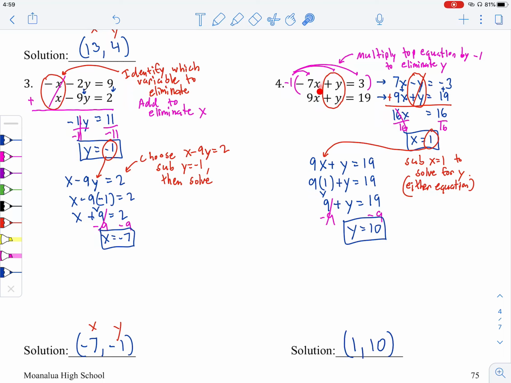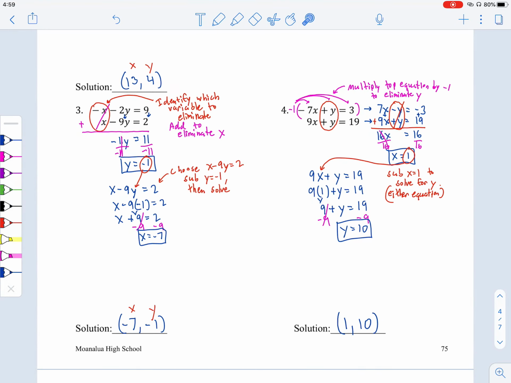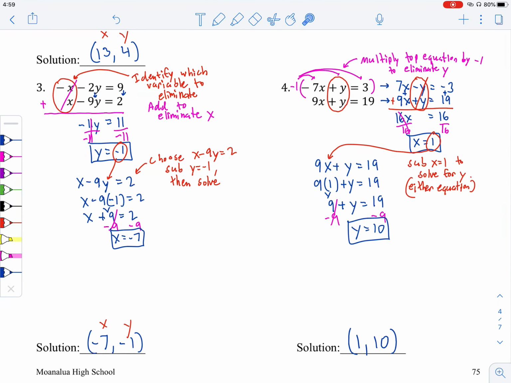This one, the y's we want to eliminate. Both are positive, so we want to multiply the top equation by negative 1. And we get here. Then we add to eliminate. We get x equals 1. Substitute that back in. Solve, we get y equals 10. And that is our solution, 1, 10. Man, that's all there is to it right there.